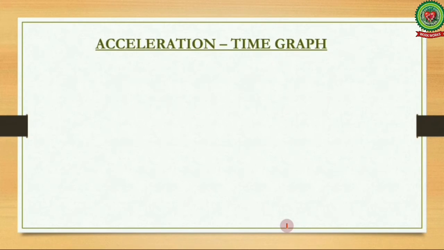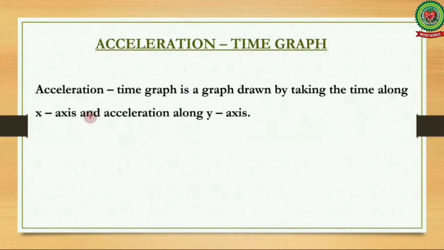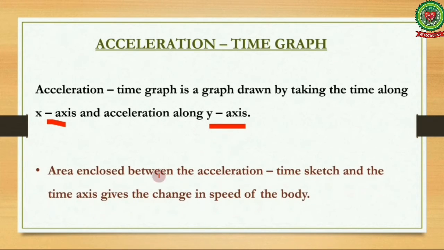The last is the acceleration time graph. The acceleration time graph is a graph drawn by taking the time along the x-axis and acceleration along the y-axis. And remember, from the acceleration time graph, we can find the speed of the body by finding its area. Thus, the area enclosed between the acceleration time graph and the time axis gives the change in speed of the body.